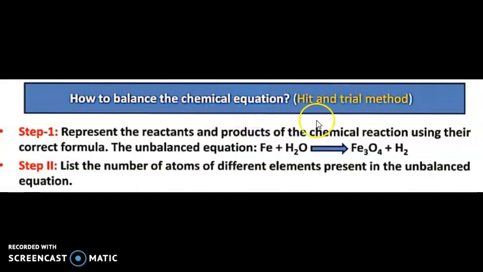Now, how to balance a chemical equation through the hit and trial method? Several steps are there. First step is to present all the reactants and products of the chemical reaction using their correct formulas. One example is written here. Look at here: Fe reacts with H2O and it gives us Fe3O4 plus H2. This skeleton formula is totally unbalanced. After this, in the second step, we will see the total number of atoms present in the unbalanced equation.